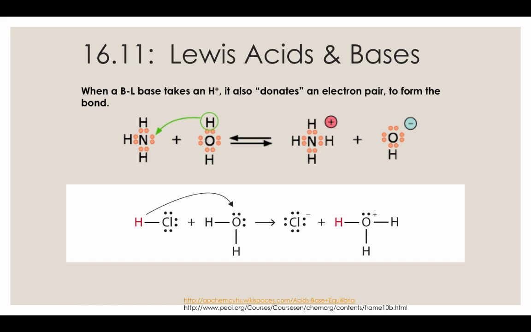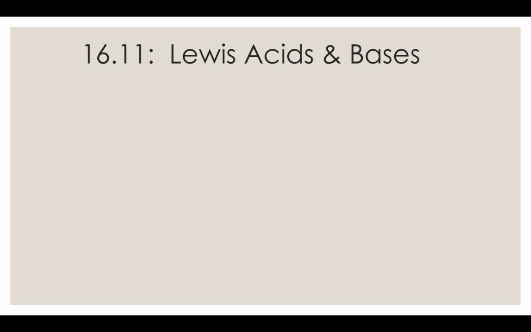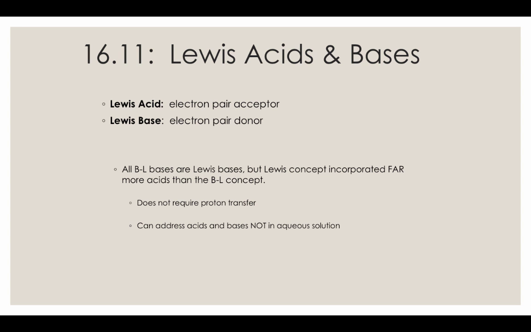Looking at another example, according to Bronsted-Lowry, H2O takes an H+ from HCl, making it a base. However, according to Lewis, we can also say that H2O has donated an electron pair to the H+ to form the bond between hydrogen and oxygen. Therefore, Lewis acids and bases are defined in terms of electron pairs. A Lewis acid is said to be an electron pair acceptor, and a Lewis base is said to be an electron pair donor. Due to this change in perspective, all Bronsted-Lowry bases remain Lewis bases.